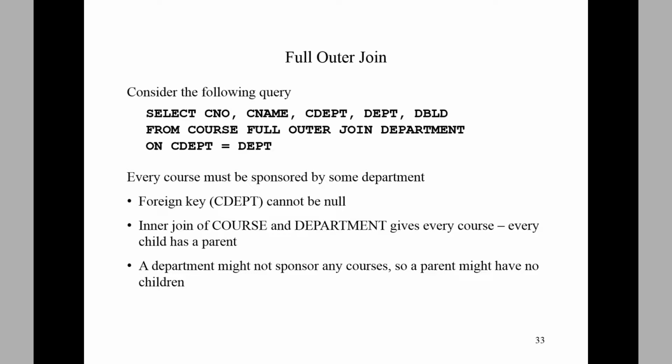A department might not sponsor any courses, so it is possible that there could be a parent that currently has no children. And in our current state of the database, the management department currently does not sponsor any courses. So in that situation, the full outer join produces the same result as the right outer join, here because we've stated department as the right table.